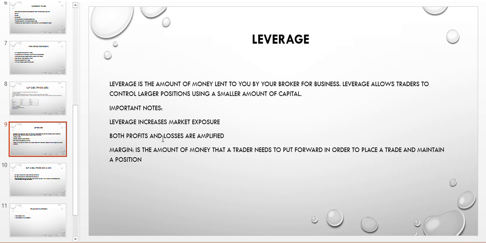What is margin? Margin is the amount of money that a trader needs to put forward in order to place a trade and maintain a position. So margin is different from your capital. So imagine that you funded $100 in your MT5 account. By the way, MT5 is our trading platform. It's where we place our trades.